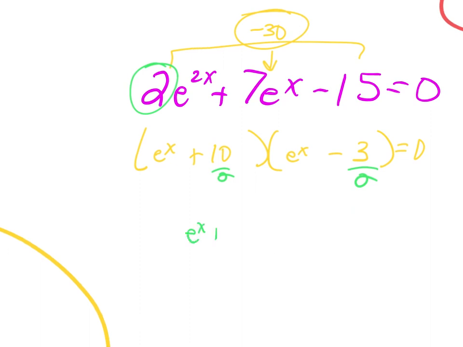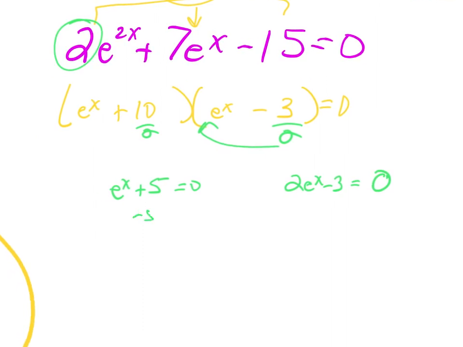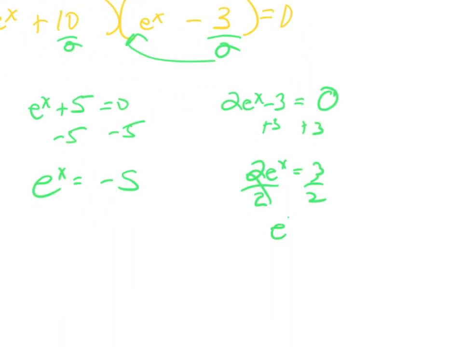So I have e to the x plus 5 equals 0. And I have 2e to the x minus 3 equals 0. And now we solve like we normally would. We're going to subtract 5 from both sides, so I get e to the x equals negative 5. Here I'm going to add 3, divide by 2, and I get e to the x equals 3 over 2.